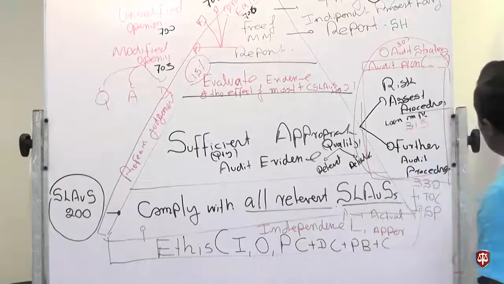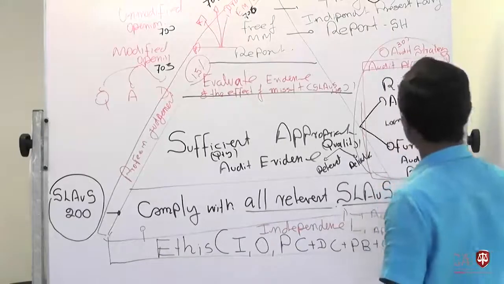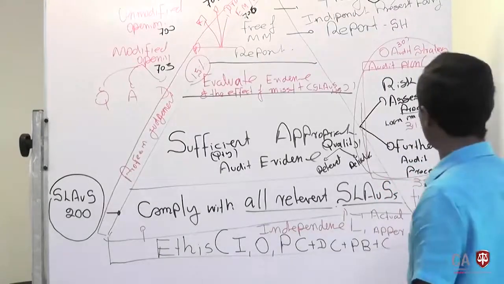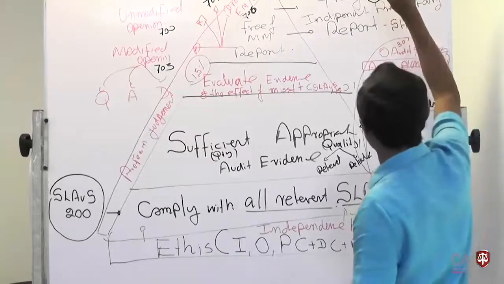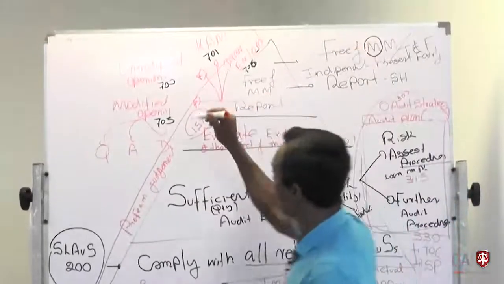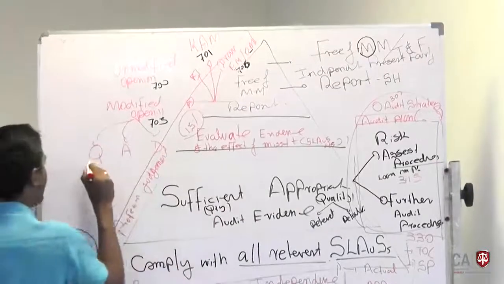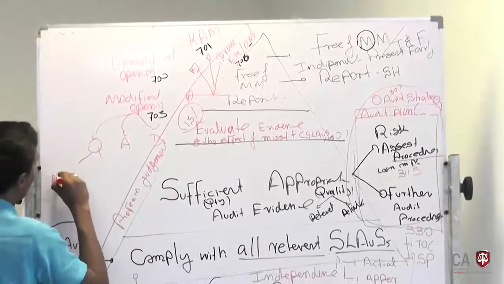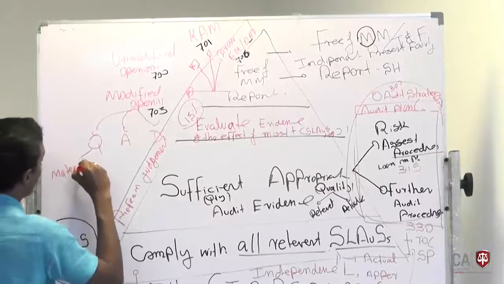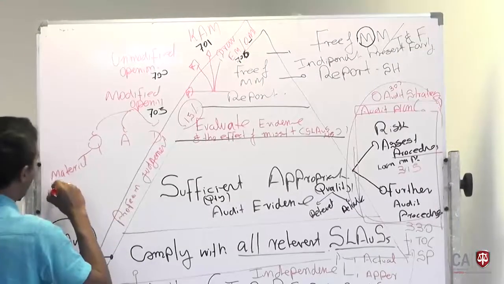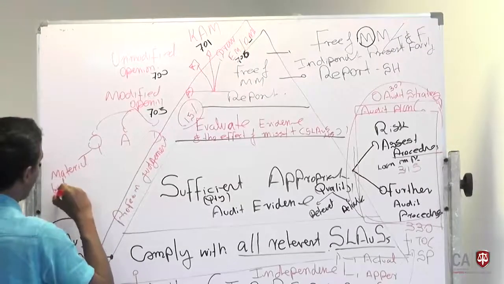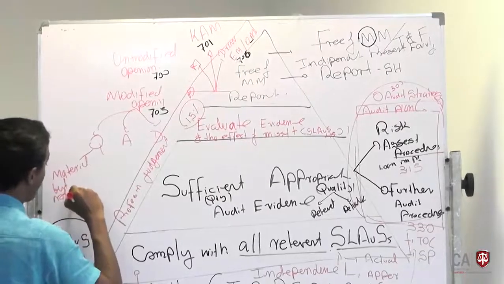Now, you can see all these 300 series of standards deal with planning, and then I emphasize here the word M. Even an opinion is qualified when there is a misstatement. If it is material, only then is it going to be qualified. It has to be material, but not pervasive. So, when we discuss opinion, we will discuss what is meant by materiality.